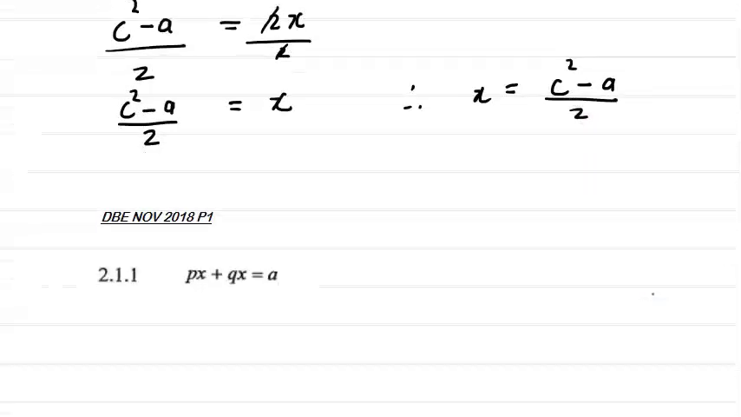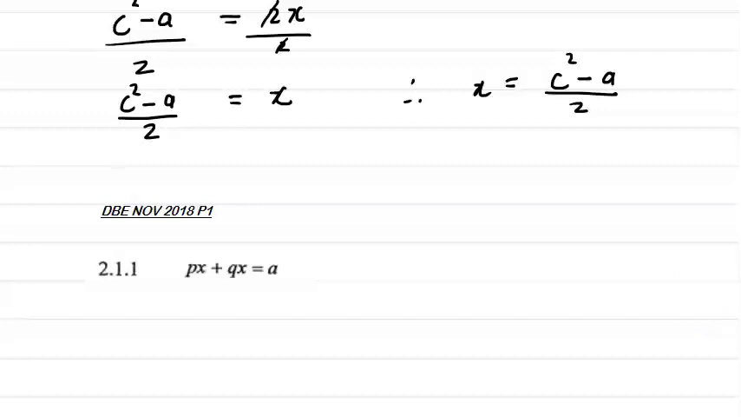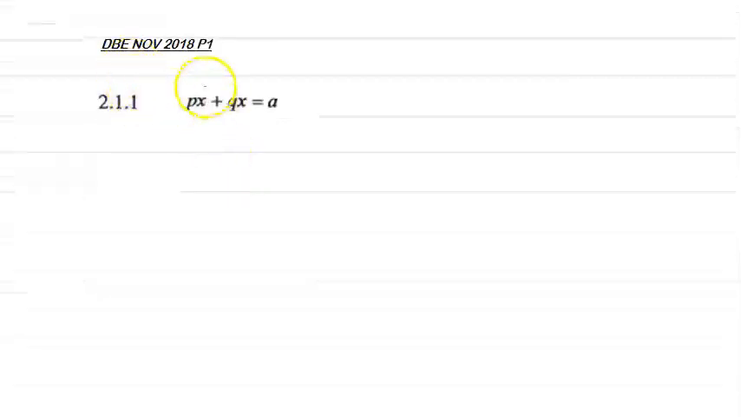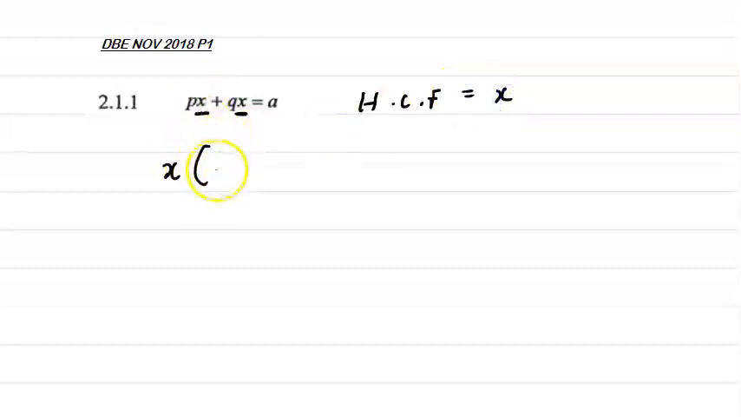Let's look at another question. This one is from the DBE 2018 paper 1. And the instruction here once again is solve for x. So we want to solve for that variable there. If you look carefully, in order for us to solve this equation, we need to remove x as a common factor, HCF, highest common factor. So we'll take out the highest common factor there of x. So we get x into what's left over, p plus q, equals a. You can always check your factorization by products. x times p is px, x times plus q is plus qx there, right?